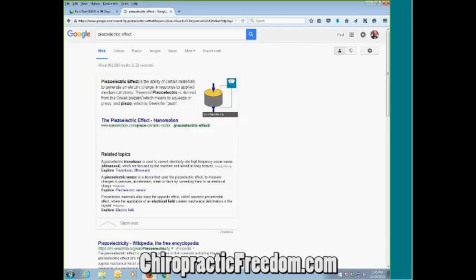And this is what happens. It's the ability of certain materials to generate an electrical charge in response to applied mechanical stress. The word piezoelectric is derived from the Greek. Piezo means squeeze and or press, and electric means push. Now, this is exactly what's happening in the chiropractic adjustment. You are the piezoelectric effect.